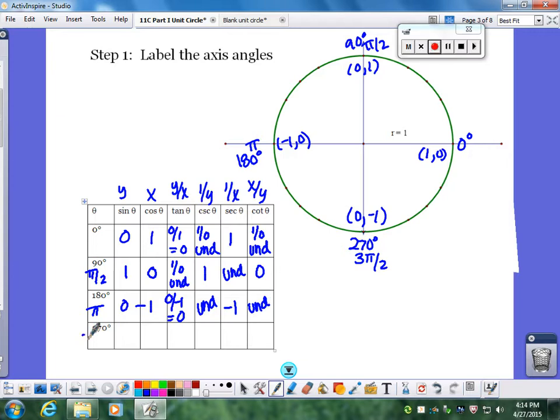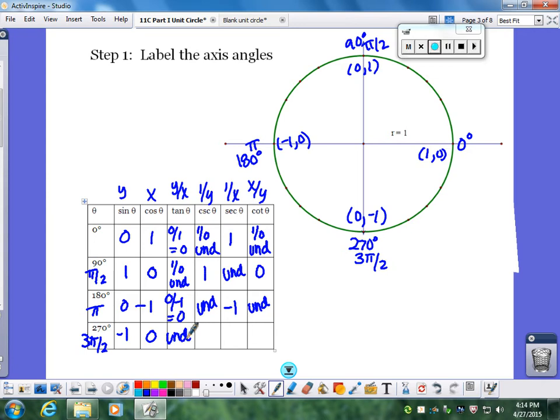Alright, finally 270. 360 puts you back around at 0. 270 is the same thing as 3 pi over 2. Okay, so the sine is the y. Sine of 270 is negative 1. Cosine of 270 is 0. Tangent is going to be negative 1 over 0, which is undefined.